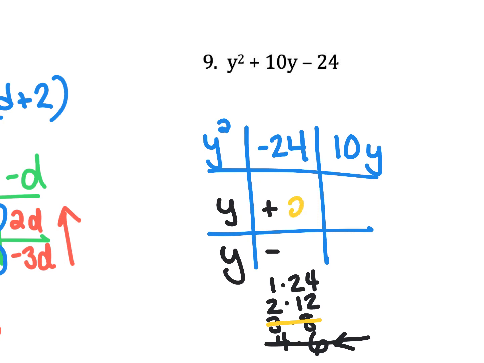So I'm going to put 2 and 12. Multiply across gives me 2y and negative 12y. I add and I get negative 10y. Well, that tells me I'm close. I got the right number but the wrong sign.